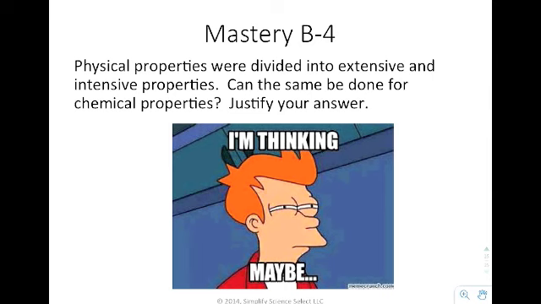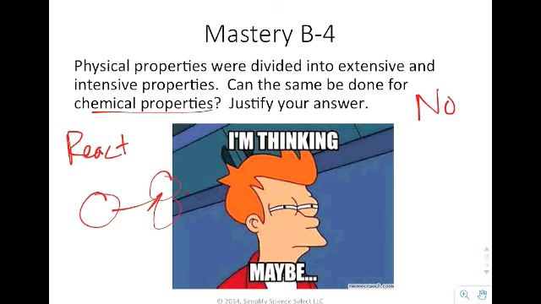Can the same be done for chemical properties? And the answer is no. The reason why not is because chemical properties measure a substance's ability to react. So if I have a single atom of something, it should be able to react with something, regardless of whether there's 2 or whether there's 500 million of them.